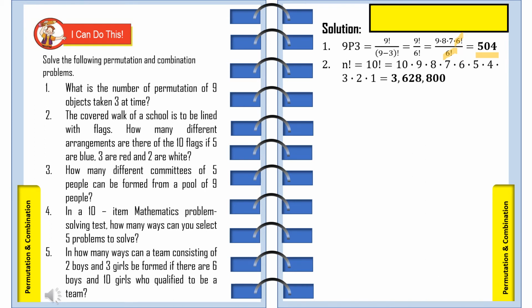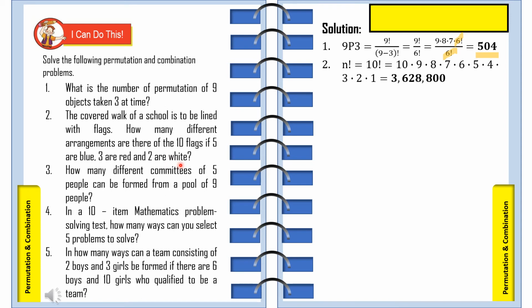Okay, tingnan natin. Now, the solution for this is very simple. It's n factorial. So this is under permutation pa rin because here we're talking about the number of different arrangements ng ating flag na ililinya natin, 10 flags yan. Now, sir, bakit n factorial lang yung solution mo? Eh, may mga nakalagay dito, 5 are blue, 3 are red, 2 are white.